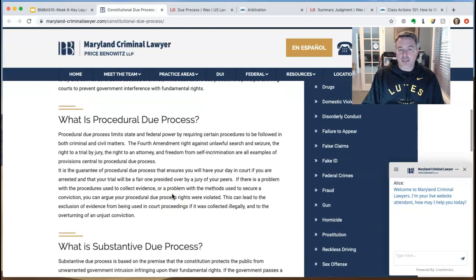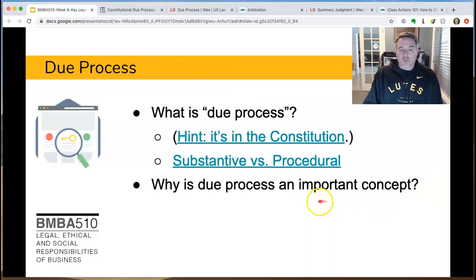Whereas in the procedural example, it is: are you given enough time? Are you given an appropriate hearing? That's what we would call procedural due process. So if they say we're going to deprive you of your property, we're going to give you 1 day's notice, that would be a violation of procedural due process because you don't have enough time to respond. In both cases, the reason it's so important is because it protects your right against the deprivation of your life, liberty, or property by the government. So due process is a very important right that we all have under the Constitution.